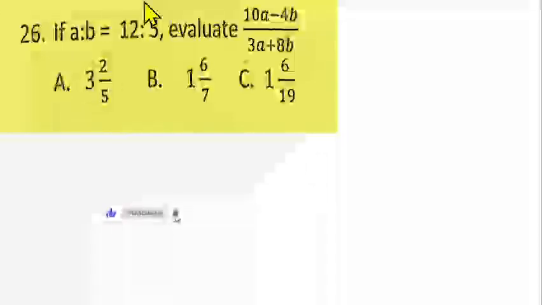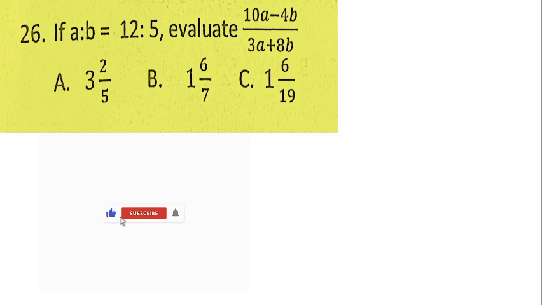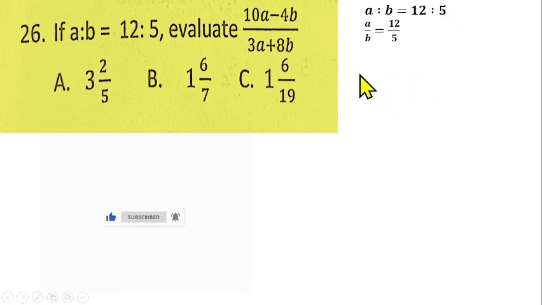Question number 26 is from algebraic fractions as well. Substitution in algebraic fractions. We are given that a ratio b is equal to 12 ratio 5, and you have to evaluate 10a minus 4b over 3a plus 8b. How do we simplify this? We know that a ratio b means a over b. Likewise, 12 ratio 5 means 12 over 5. So this is what it really means: a ratio b means a over b, 12 ratio 5 means 12 over 5. Then from there we can simplify this.